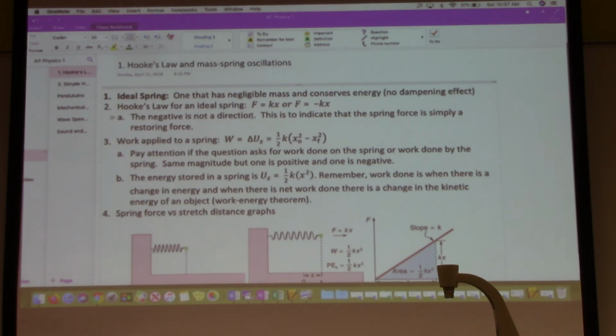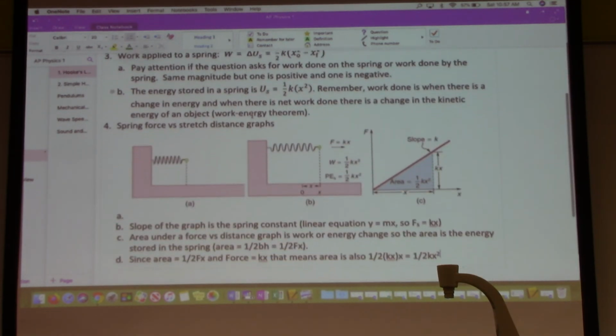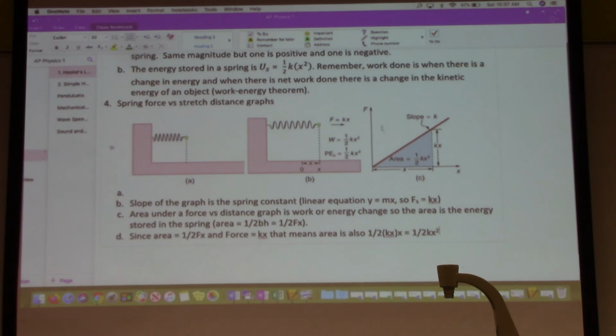All right, speaking of the equations, I've only got a few minutes left to go into this. When we are looking at force versus stretch distance graphs, the slope of a force versus stretch distance graph for an ideal spring, so notice this is a perfectly linear slope, just follows our linear equation of y equals mx. If we sub in the values, we can see that the y-axis is force, the x-axis is the stretch or compression distance, x. That means the slope is going to be k, since our force equation is force equals kx. The area under the curve, this is still a force distance graph, so the area is still work.